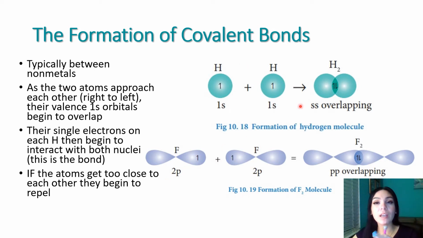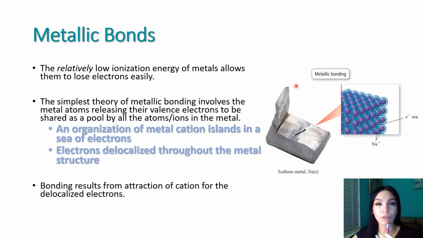So they have to be in a very sweet spot where they're not too close to each other, but close enough so that both of the atoms are happy and they're sharing that electron. And then finally, we have metallic bonds.